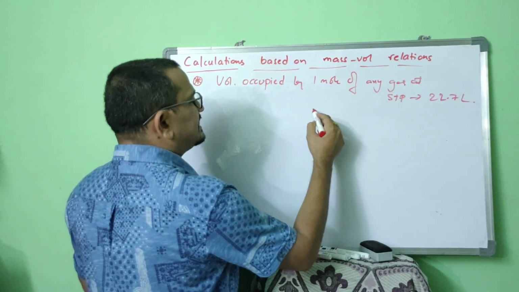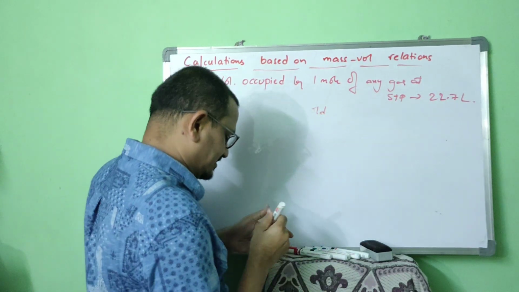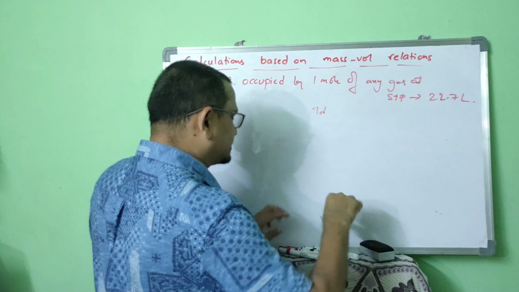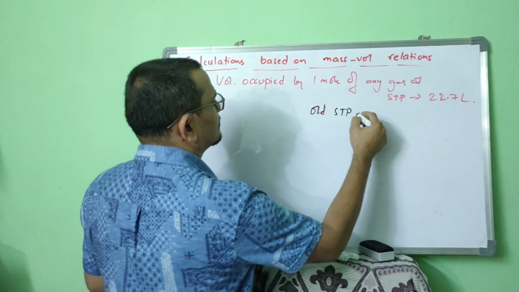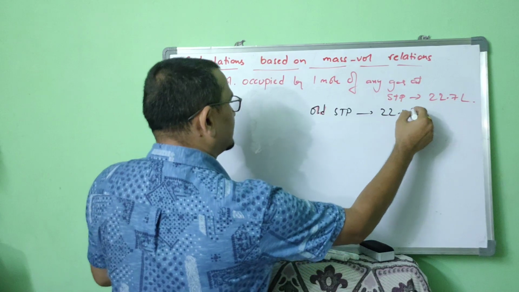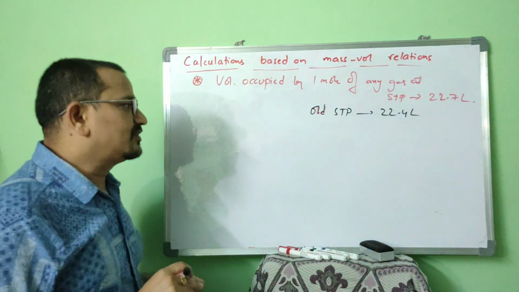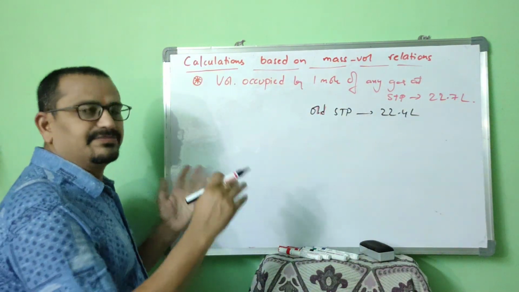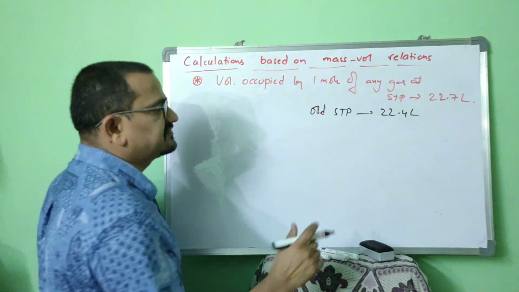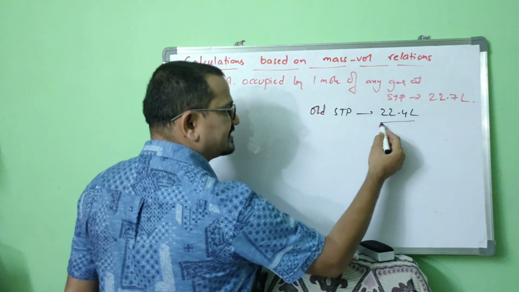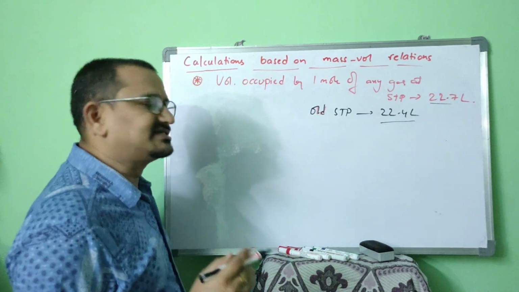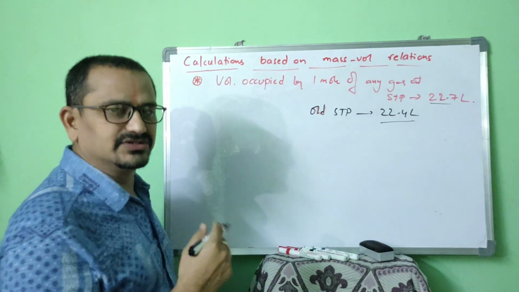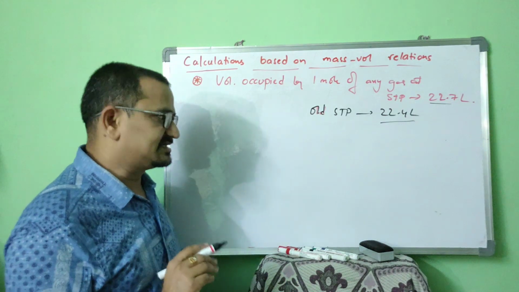And for the old STP conditions, that is according to American standard conditions, it is 22.4 liters. Already we discussed these STP values in the previous classes, right? In most of the numericals and reference books they are giving this one, but as per NCERT we have to follow 22.7. But we may use both the values while solving the numericals, right?